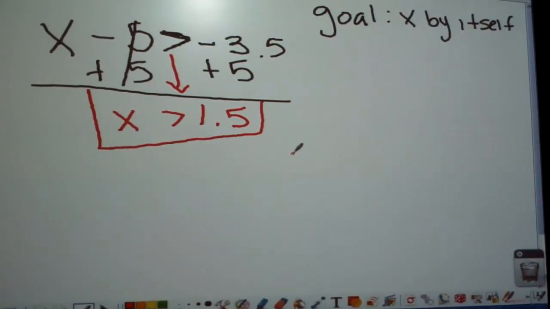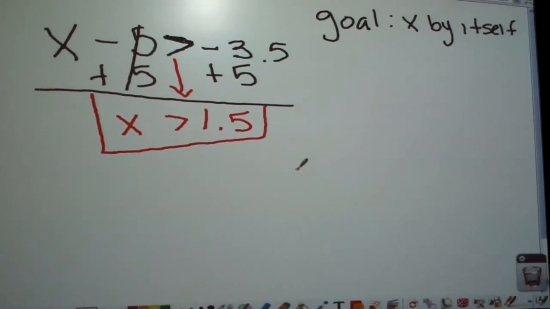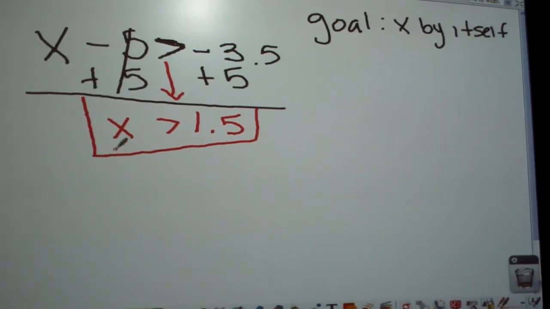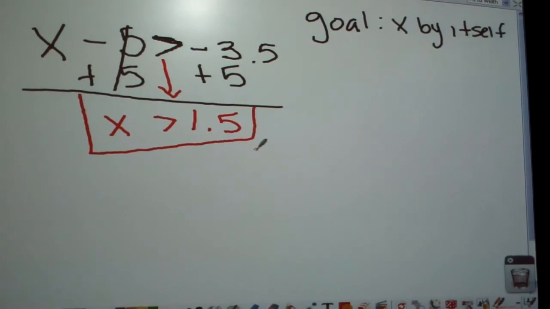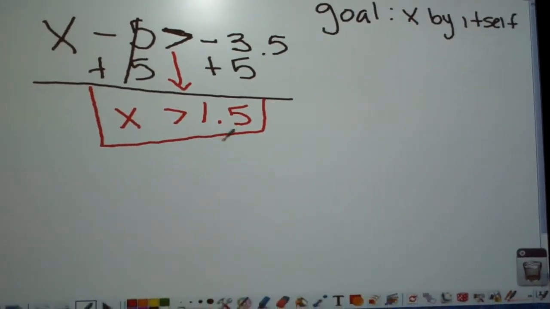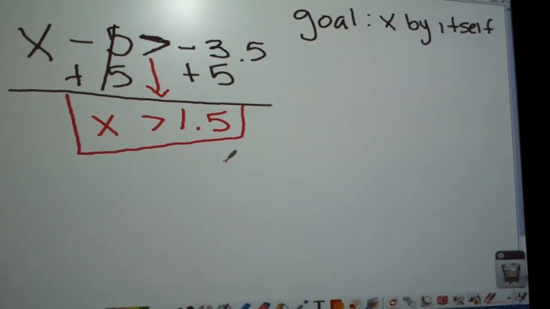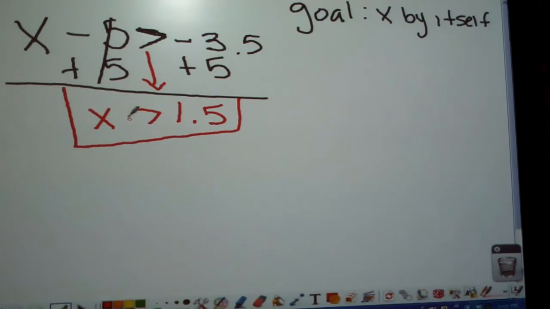Alright, so we can check our solution. Checking it is a little different than we did in the last chapter. Our answer here is x is greater than 1.5. That's telling us that our x needs to be any number bigger than 1.5. You can choose 1.6, you could choose 1.7. I'm going to choose an easy number, so I'm going to choose 2.